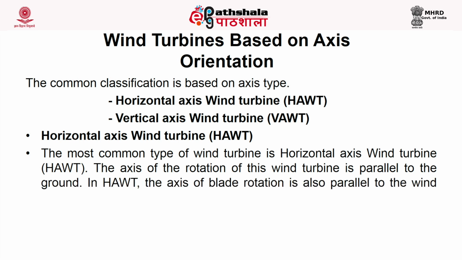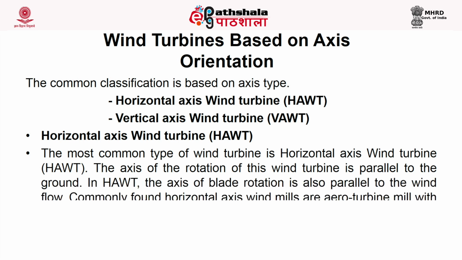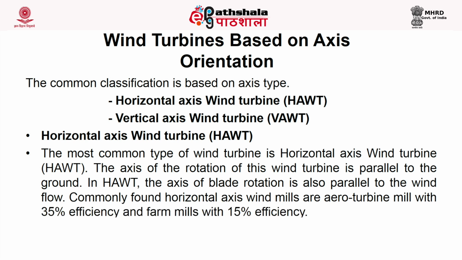The horizontal axis wind turbine is the most common type of wind turbine, and the axis of rotation of this wind turbine is parallel to the ground. In this wind turbine, the axis of blade rotation is also parallel to the wind flow.